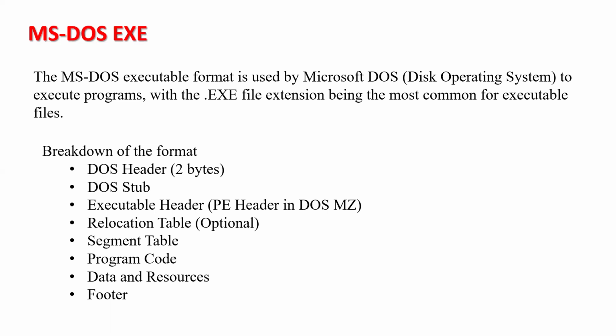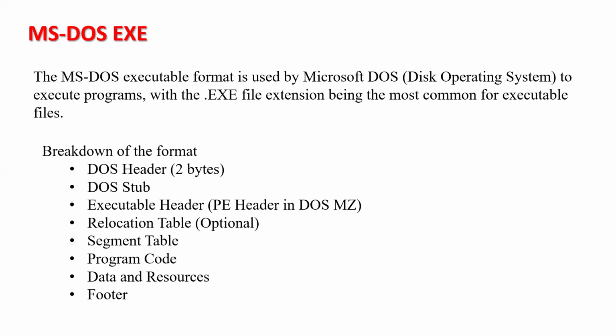The structure of an MS-DOS EXE is relatively simple, which consists of several sections that help the operating system to load and execute the program. Let us try to understand the breakdown of this format. So the first part of this format is the DOS header. This DOS header is 2 bytes, which contains information about the magic number, the first 2 bytes of an EXE file.